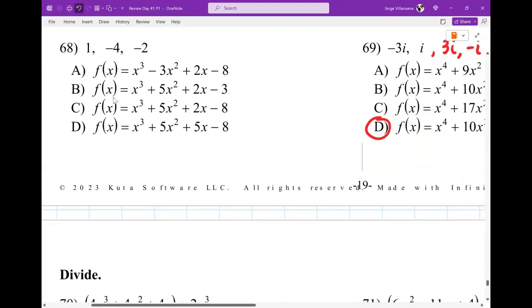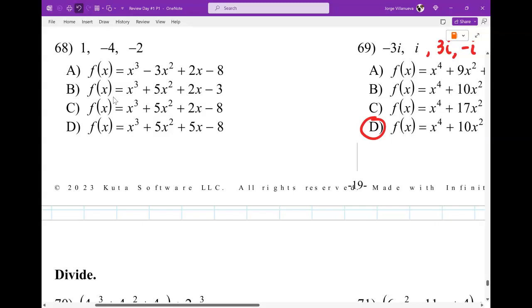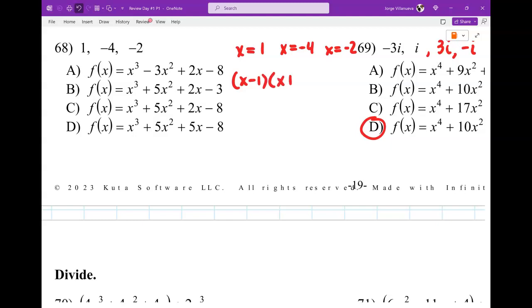So 68, same thing, just that we only have 3 answers, which makes sense because notice my highest degree in my answers is an x cubed. That means that they're expecting 3 solutions. Okay, so let me go ahead and write this out. So I got x equals 1, x equals negative 4, x equals negative 2. So that's x minus 1, x plus 4, x plus 2. Remember, you always change the sign of your answer.